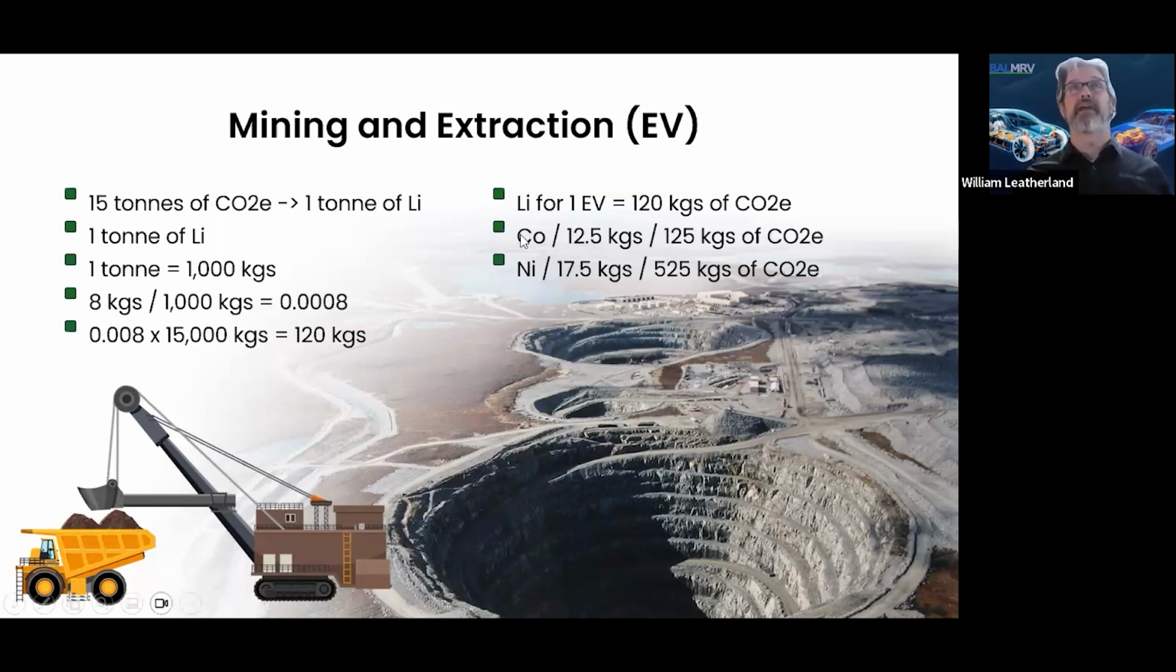These are some of the most common elements that are used. So for cobalt, you need about 12.5 kilograms of cobalt in every battery, and that would produce about 125 kilograms of CO2 equivalent. For nickel, you need about 17.5 kilograms, and that would produce about 525 kilograms of CO2 equivalent.